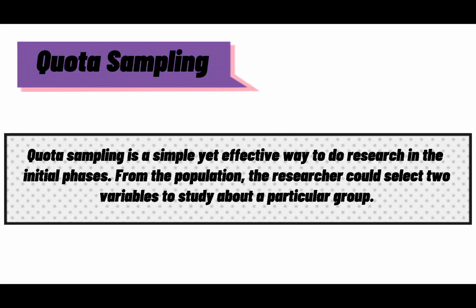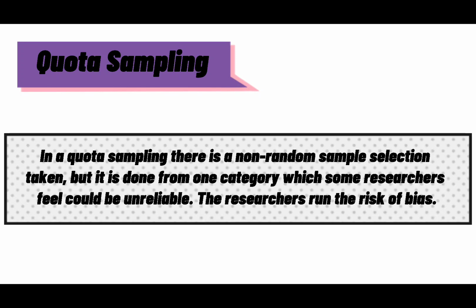Quota sampling. Quota sampling is a simple yet effective way to do research in the initial phases. From the population, the researcher could select two variables to study about a particular group. In quota sampling, a non-random sample selection is taken, but it is done from one category, which some researchers feel could be unreliable. The researchers run the risk of bias.